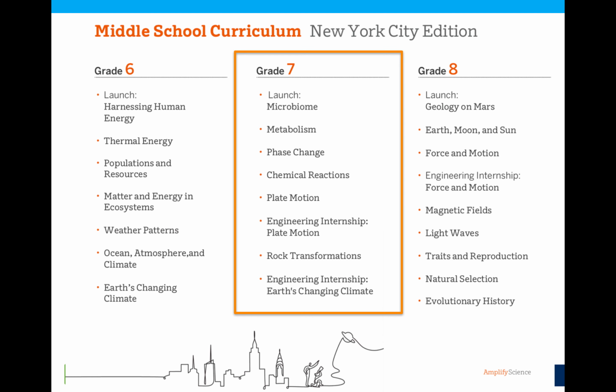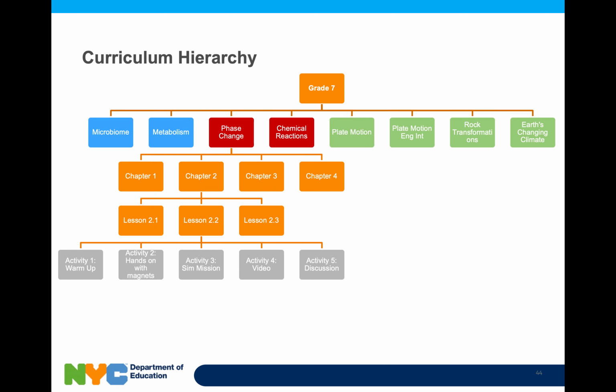Just to help us again visualize this, let's take a look at grade 7. If I spin it and look at it horizontally instead of vertically, you could think of the curriculum hierarchy. Okay, grade 7 is made up of X number of units. One unit, for example here, phase change. One unit is composed of 4 chapters, which are collections of lessons that you will progress through sequentially.